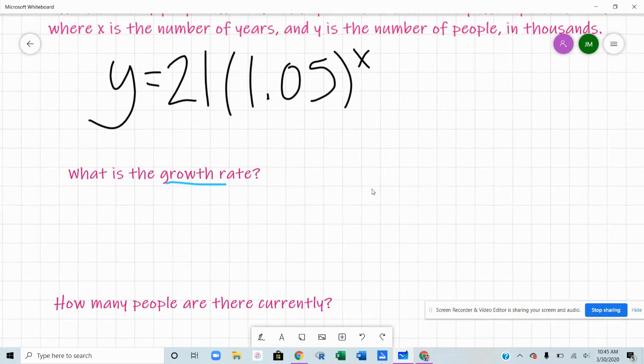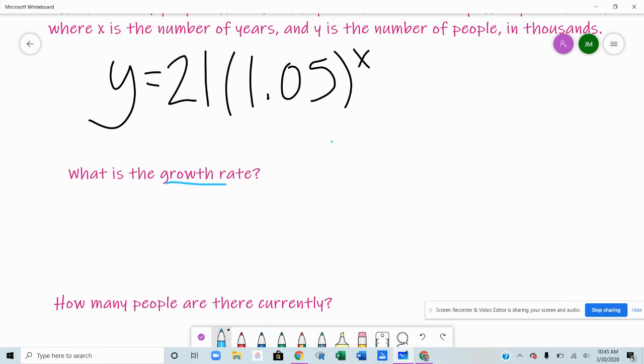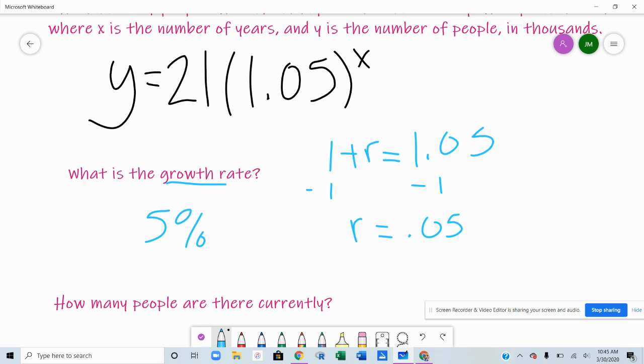Because we are growth, we should be doing 1 plus the rate equals your number inside your parentheses. To solve for r, you subtract 1, which gives you r equals 0.05. Move that decimal 2 places to give you 5% is your rate. The next question asks you how many people are there currently. That's the same as asking you what is the starting amount. Your starting amount is the number in the front.